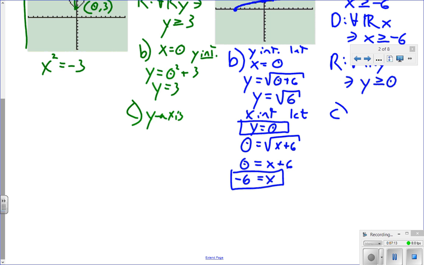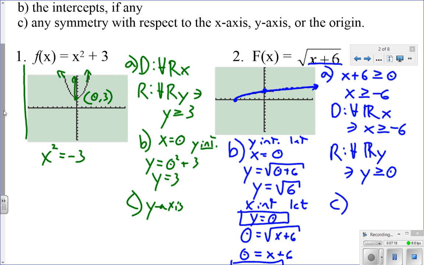My third piece is symmetry. I don't have any x or y symmetry. I can't draw a vertical line here; it's not the same. And around the origin, which is another way of saying 180-degree rotational symmetry, it doesn't have that either.